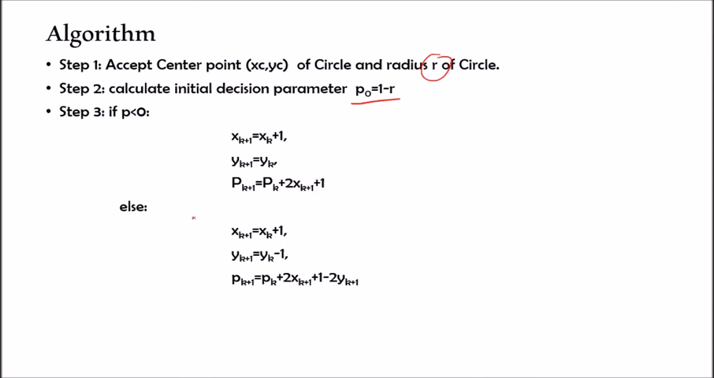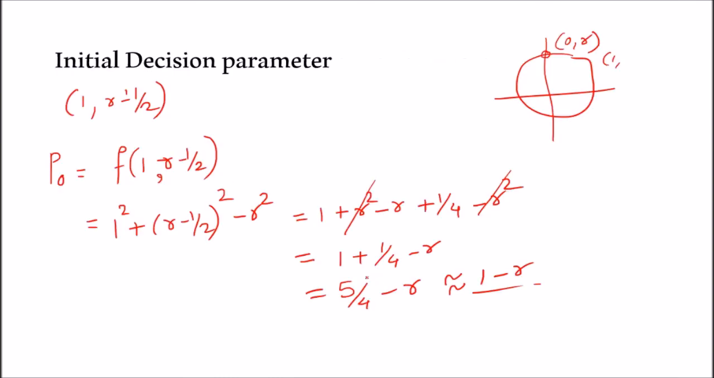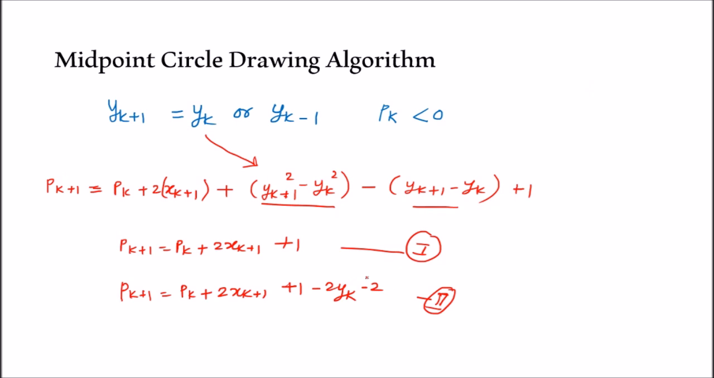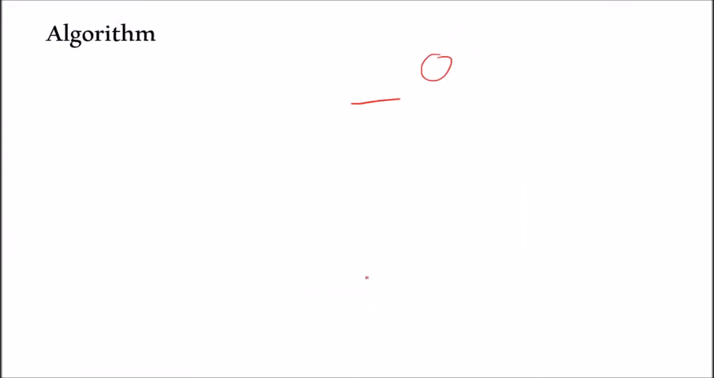Else if it is greater than 0, it means that the lower pixel is the part of the circle. So x of k plus 1 is equal to x of k plus 1, y of k plus 1 is equal to y of k minus 1, and p of k plus 1 is equal to p of k plus 2x of k plus 1 plus 1 minus 2y of k plus 1. So based on if and else, as we have discussed here, in the one and second case, if it is less than 0 then y of k, greater than 0 then y of k minus 1. So we will get the two conditions.